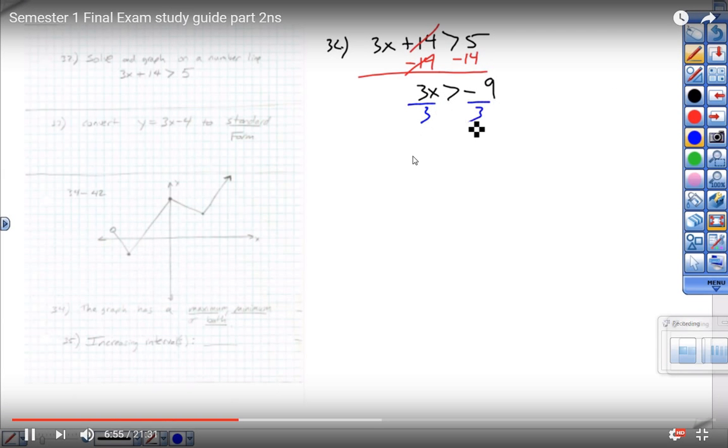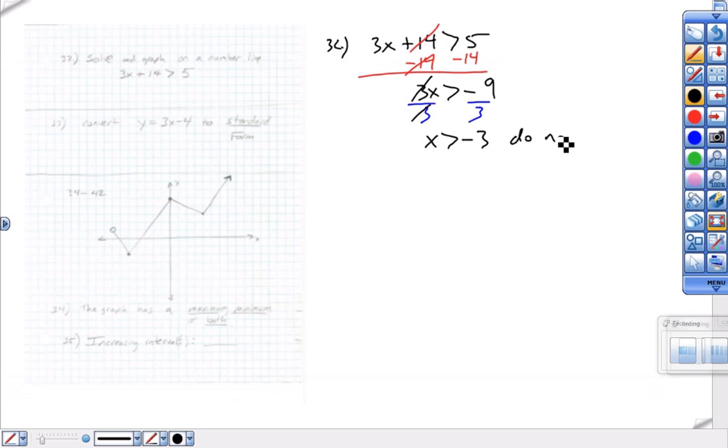Be careful here also. You are not dividing by a negative number. Even though 5 minus 14 is negative 9, that does not switch the inequality. Only dividing by a negative number switches the inequality. So leave that inequality alone. Last step, divide by 3 gives me x more than negative 3.